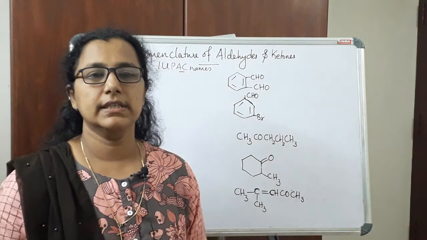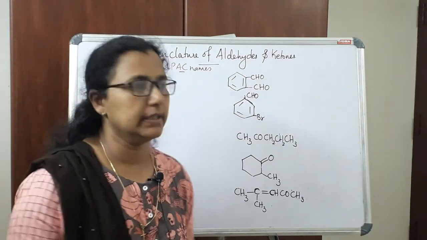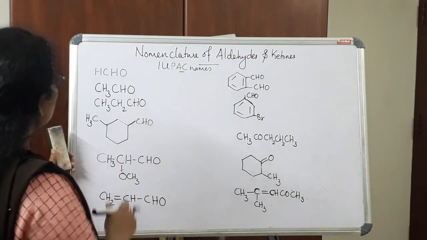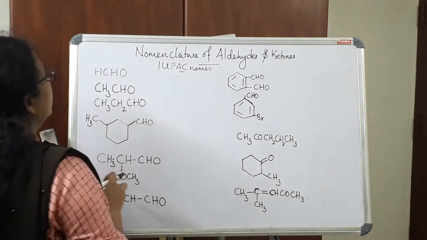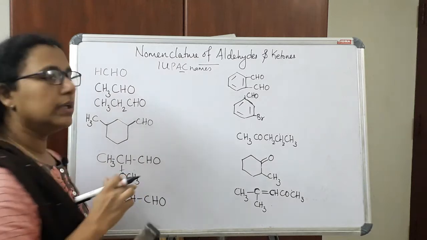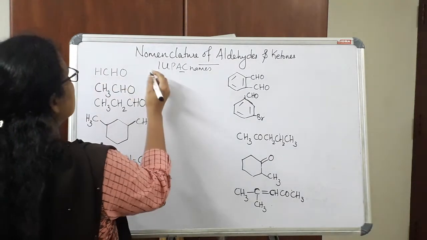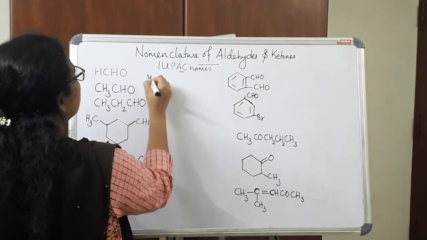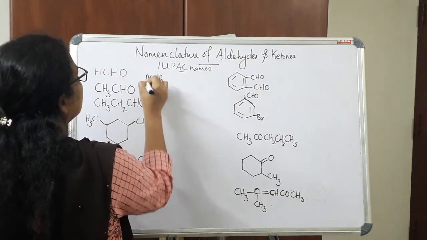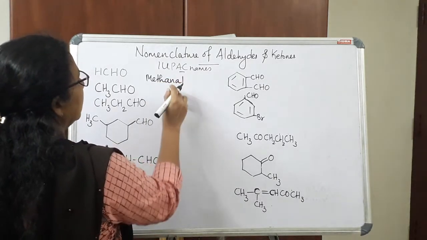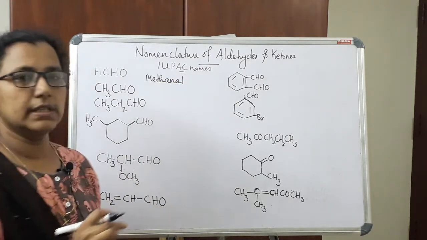Hello students, let's see the IUPAC name of some aldehydes and ketones. So here we have some compounds. The first compound is HCHO. In this case there is only one carbon atom and we need to find out the parent alkane. Here there is only one carbon, so it will be methane, and the E of the parent alkane is replaced by al. So we will get the IUPAC name of the aldehyde.